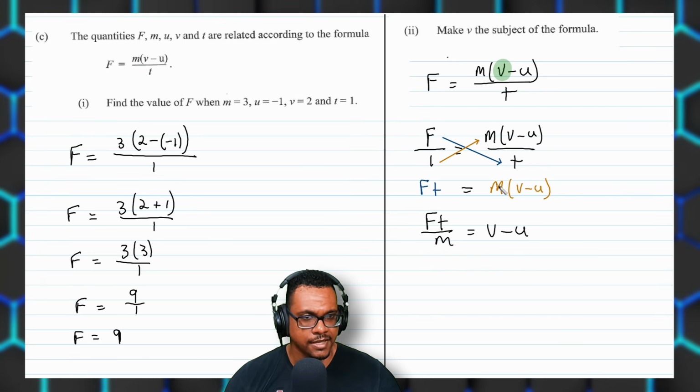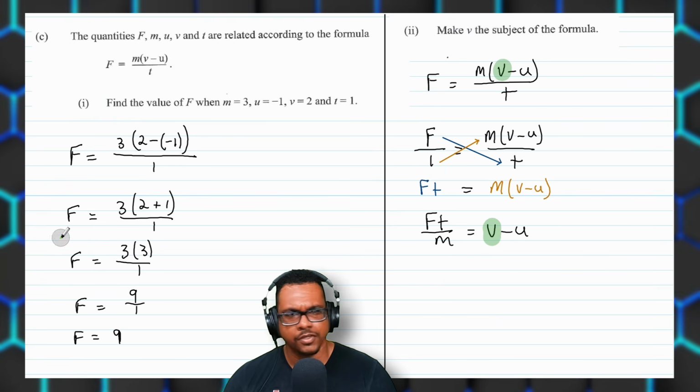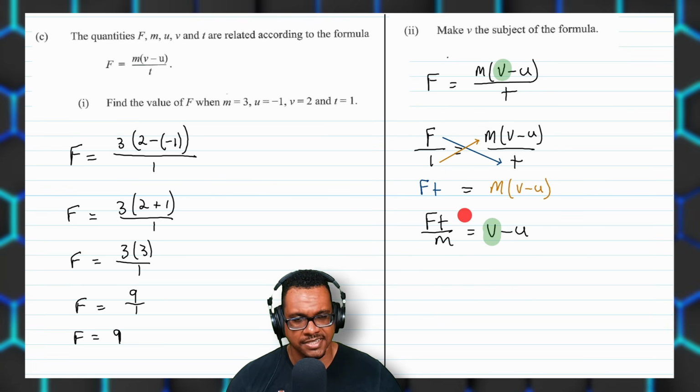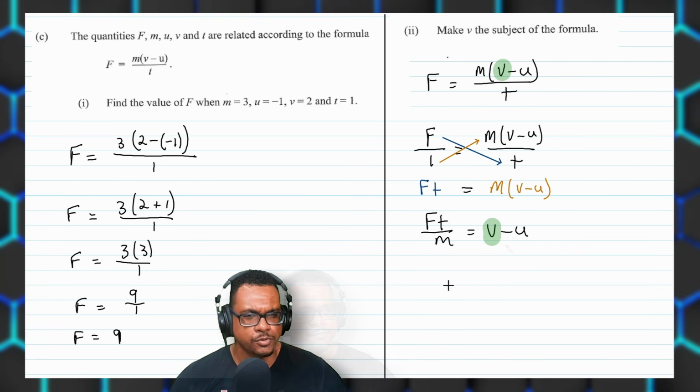So as I see, this bracket here means M is multiplying the thing in brackets. So I transfer it across, the opposite of multiplication is division. So it will be this divided by the M. All right, so we have this. So now we have the V take away U. Now remember, it's the V that we want. Okay, we want this V. So what we have to do is transfer this negative U across the equal sign. And of course, the sign in front of it is negative. So when we transfer it across, the sign in front of it will change to positive. So what I'm going to get is FT over M.